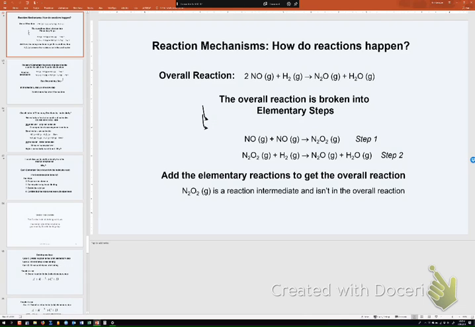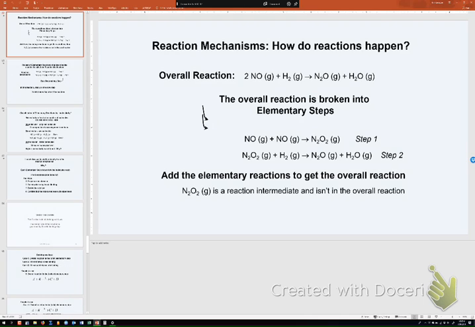And if the last step's rate determining, right, the third hump is the biggest hump and the other two are smaller. And there are studies that you can do to figure out how big that activation energy is, by changing temperature and measuring how much the reaction rate changes.